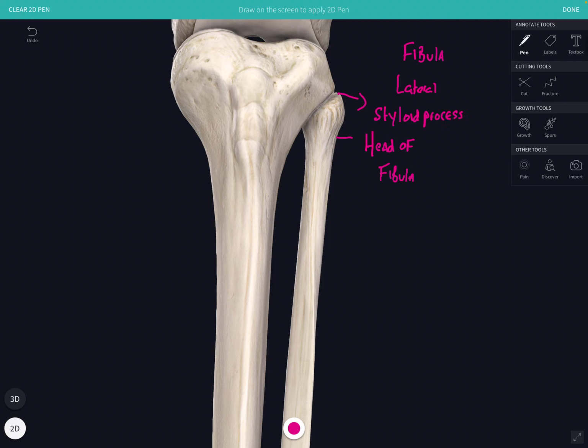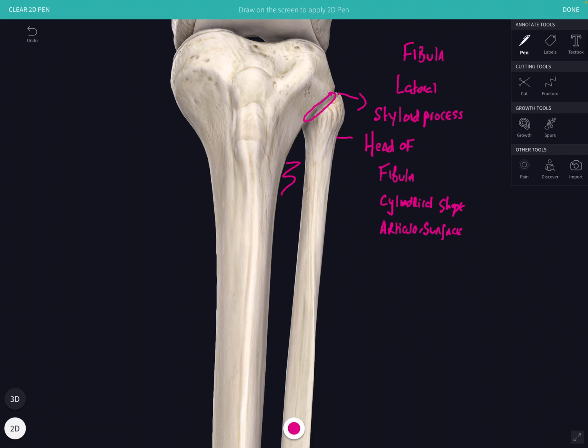Now, the head of the fibula is generally cylindrical in shape, and it bears an articular surface. And that articular surface is on the most medial aspect of the head of the fibula, where it forms a junction or a joint with a similar articular surface on the lateral aspect of the lateral condyle of the tibia. So we have a small joint in there.